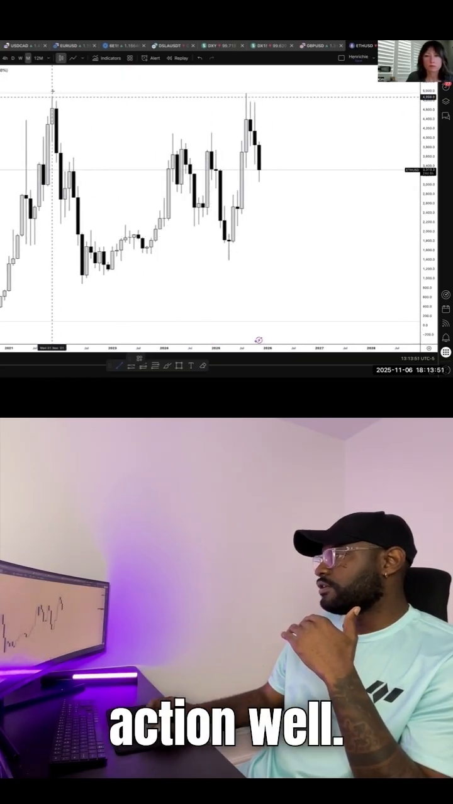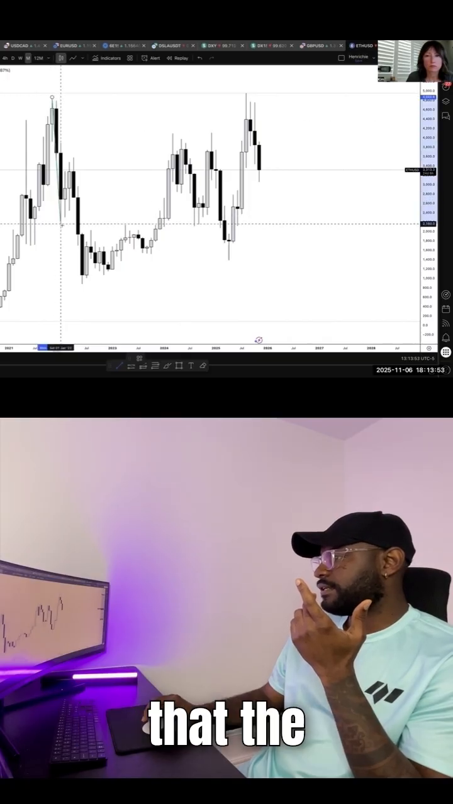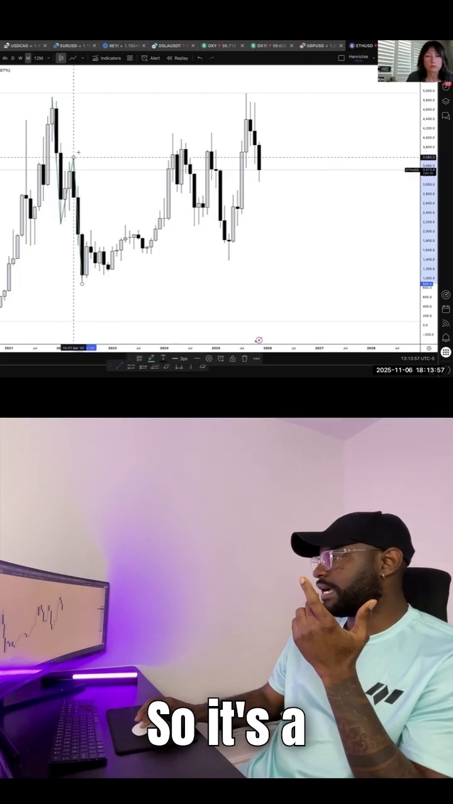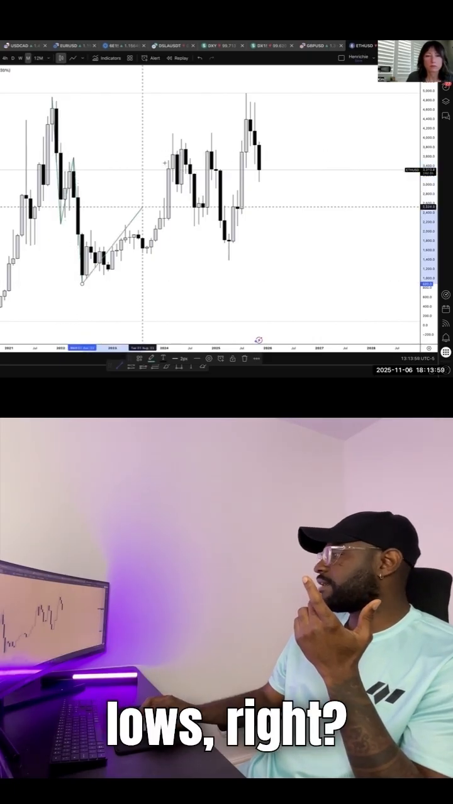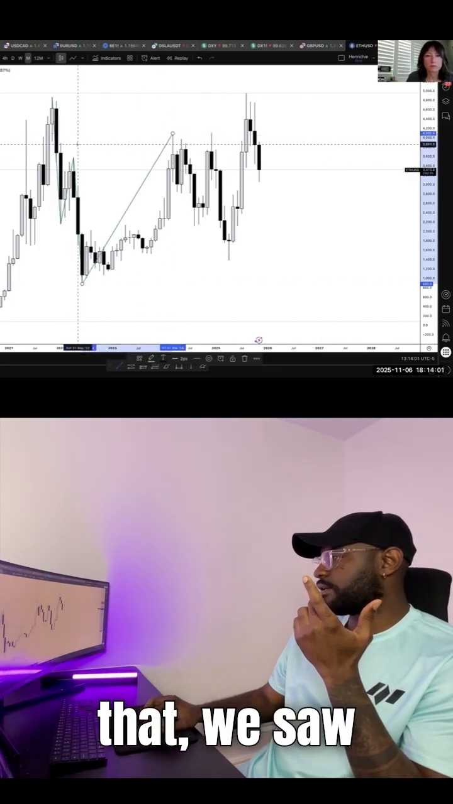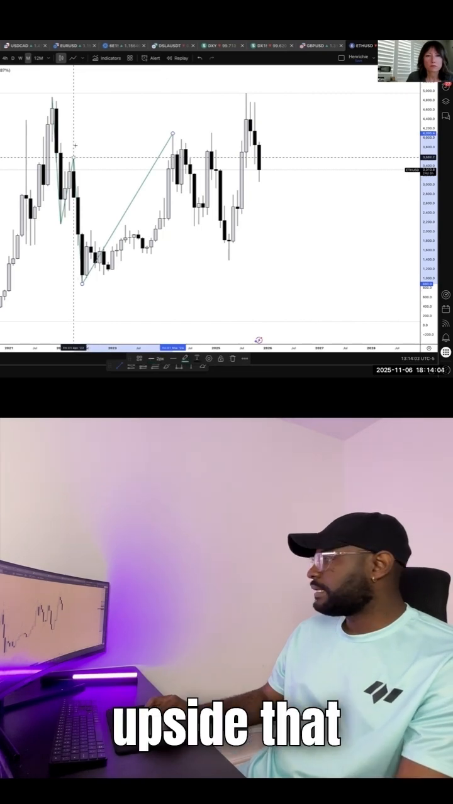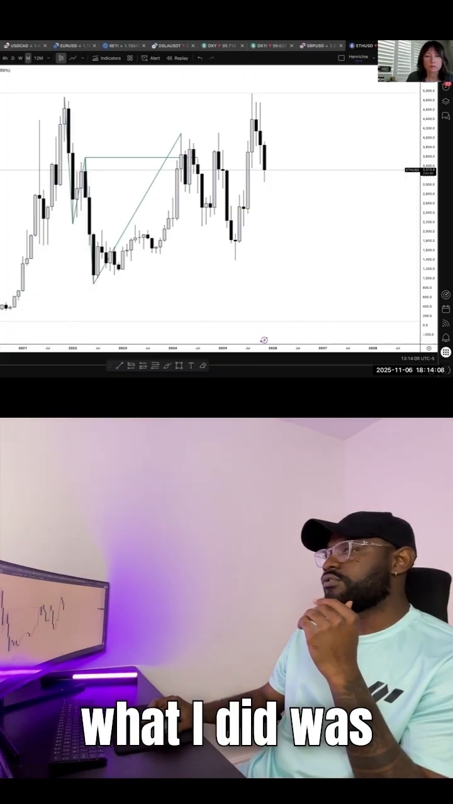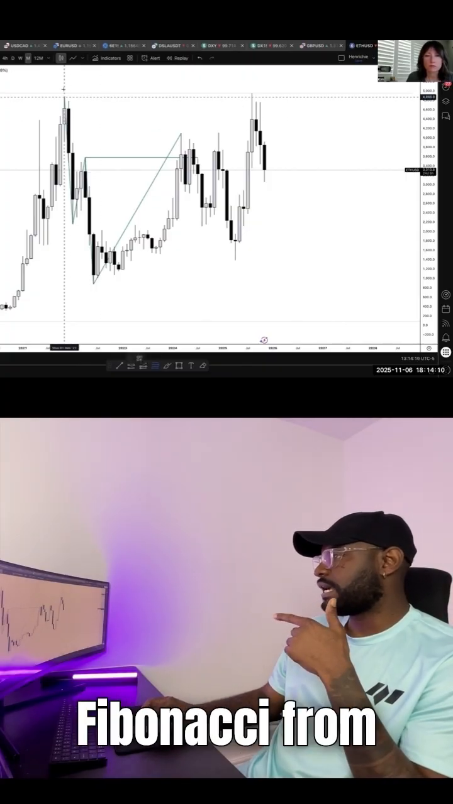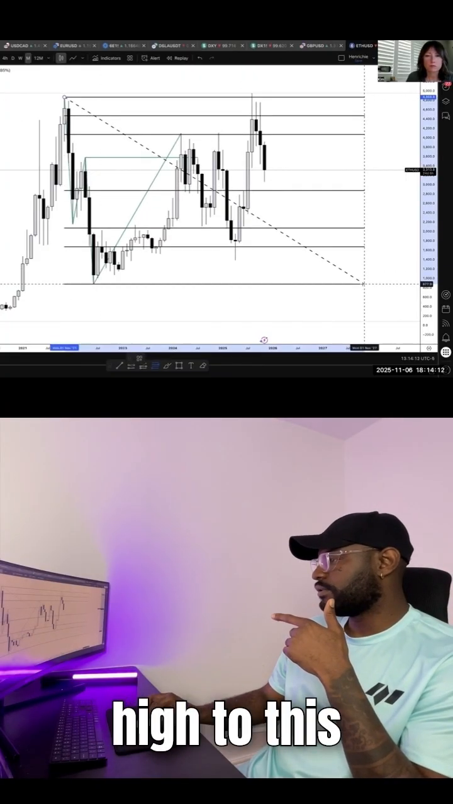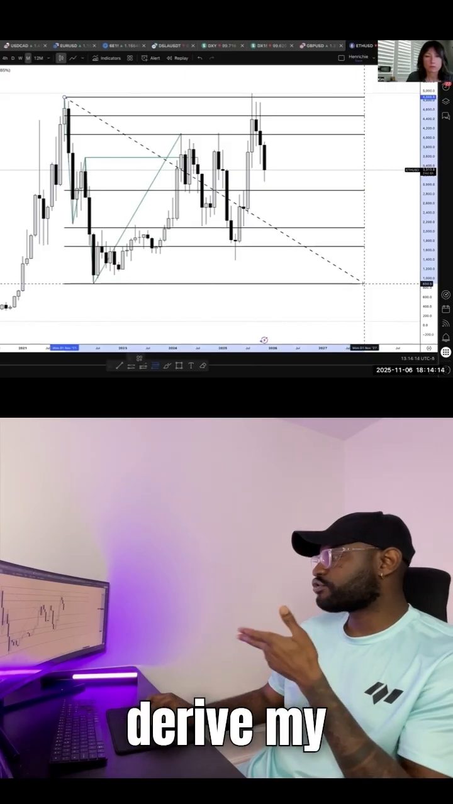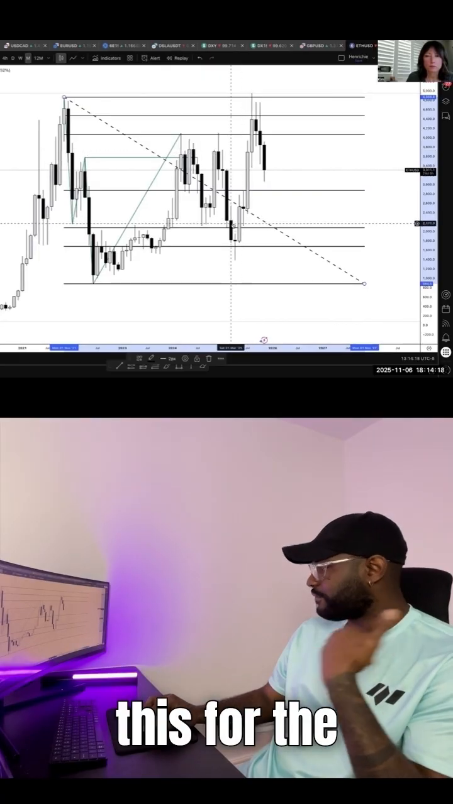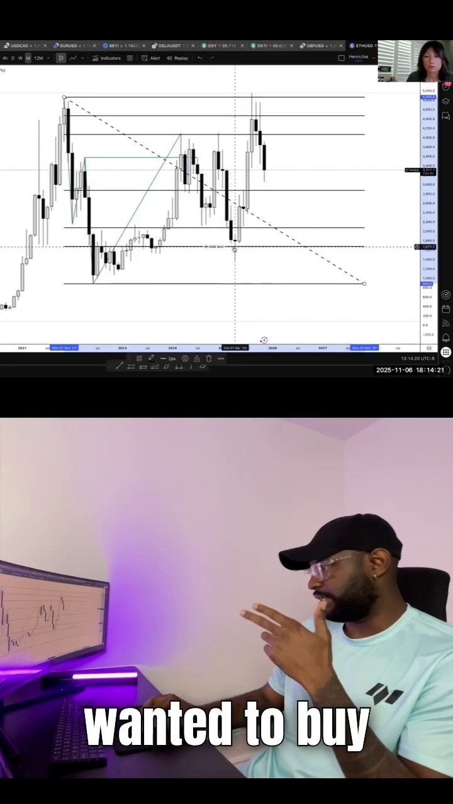price action well. So you can see that the monthly right here was trending to the downside, creating lower highs and lower lows, right? And after that, we saw this impulse move to the upside that broke structure. Now, after breaking this structure, what I did was I used my Fibonacci from this overall high to this overall low to derive my extreme discount zone because I wanted to buy this for the long term. I wanted to buy for a continuation, both investing and trading.